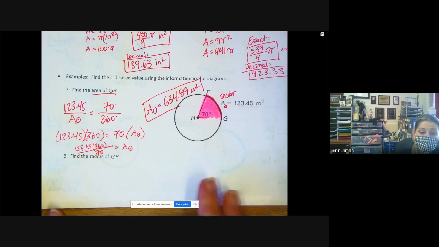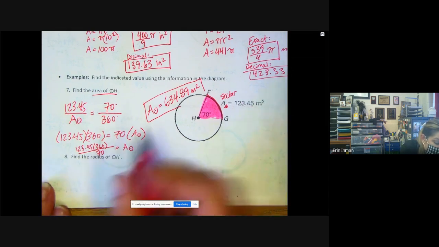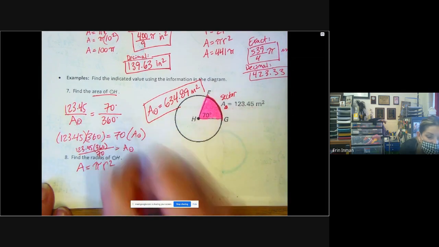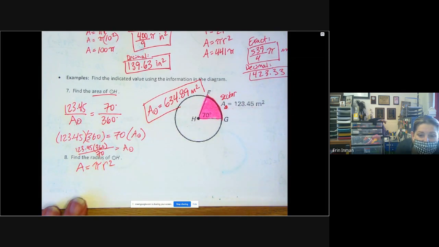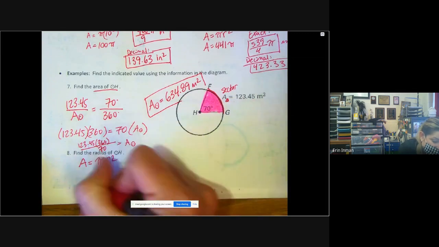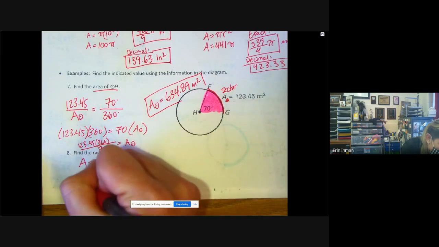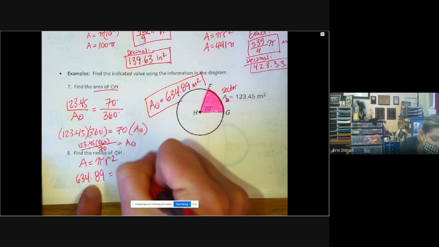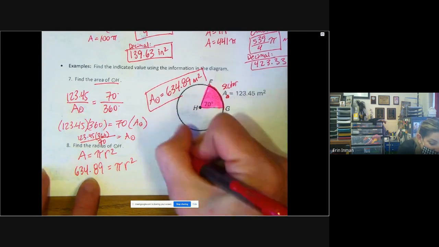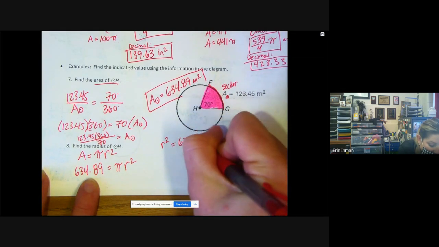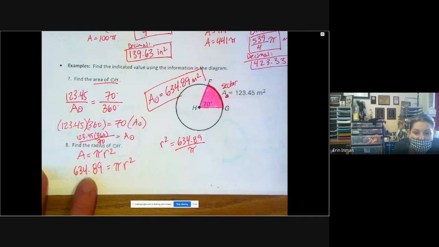Now, here's something that's a little bit different. When we look at this circle, we know the area, and we know how big the circle is, but sometimes they'll ask you what's the radius. So I can use this area. 634.89 equals pi r squared. And so in my calculator, I know that r squared is going to be 634.89 divided by that pi symbol in the calculator.